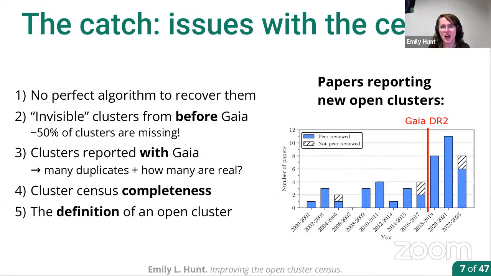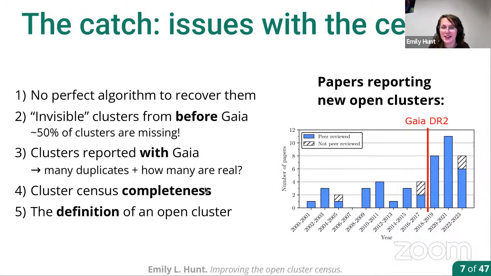There's so much data in Gaia. There's around about 1 billion usable stars at the moment, and there's no perfect algorithm to recover clusters from Gaia. There are so many clusters that were reported before Gaia that we can't find. There are so many clusters that are reported with Gaia that people can't necessarily find, and it's not sure how many of them are real.